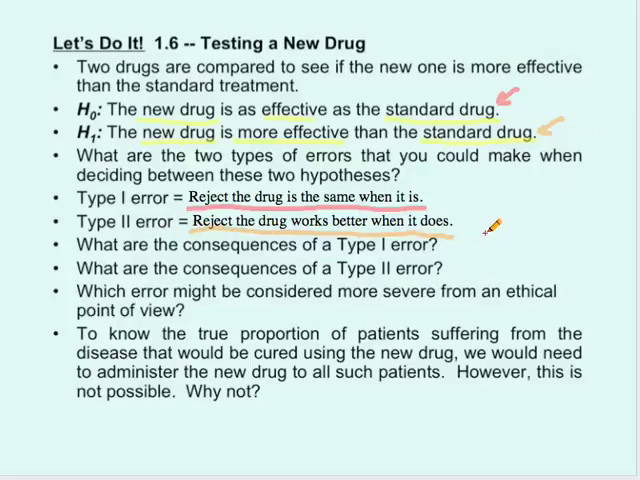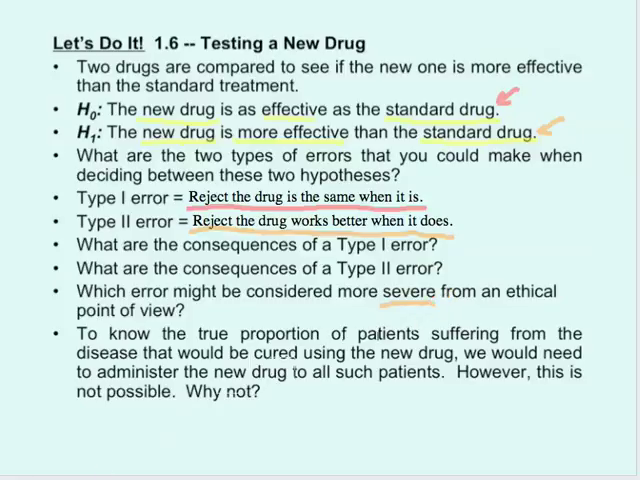Which error might be considered more severe from an ethical point of view? Now again, there could be multiple answers here. Your answers may vary. You just have to back up how you're coming up with your answers, your viewpoint. If we give them a drug that's just as effective as the current drug, and it's not any better, but it has worse side effects and it costs more money, then a type 1 error could be the more severe of those two possible errors.